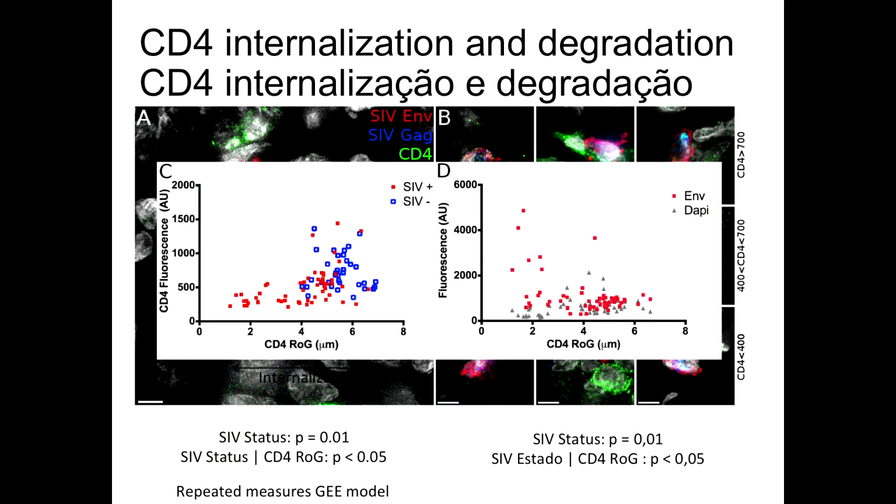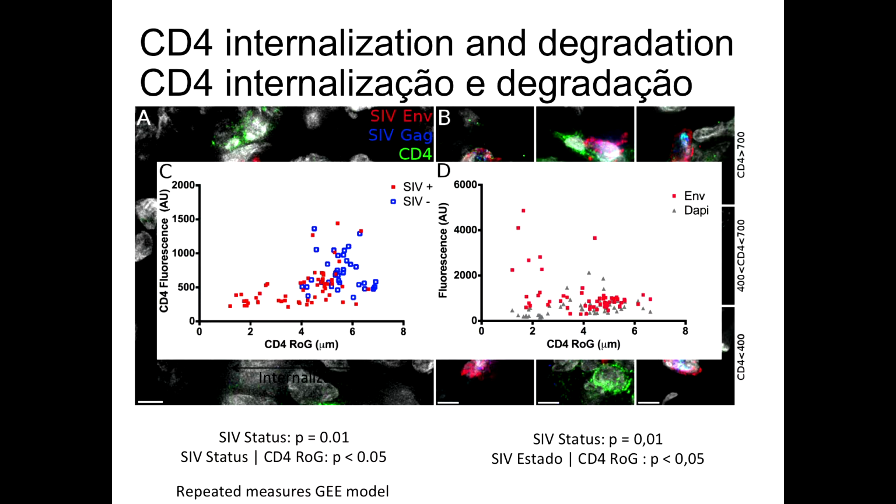So in the blue dots here, this is SIV minus cells from the same animals, and you can see that they have a bit of a spectrum of the fluorescence, but they all have a fairly large radius of gyration. However, in the SIV positive cells, we see two things happening. One is that there's an overall decrease in fluorescence, and secondly, there's a shift in the radius of gyration down to those cells where the CD4 is in a very small area.